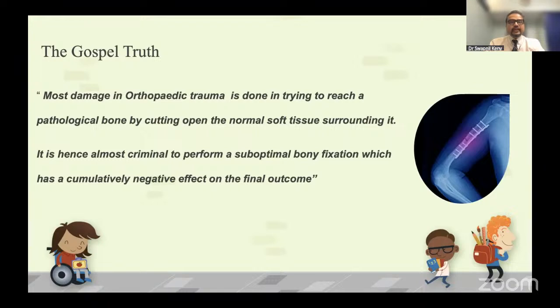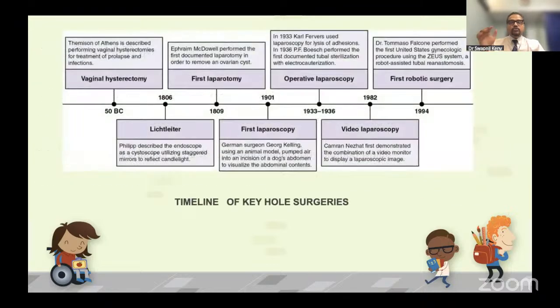And the truth is that most of the damage in orthopedic trauma is done in trying to reach a pathological bone by cutting open normal soft tissues. Hence, if you are performing a surgery, especially in children, when the indication is reasonable, you cannot get away with a subtotal bony fixation because it will have a cumulatively negative effect on the final outcome.